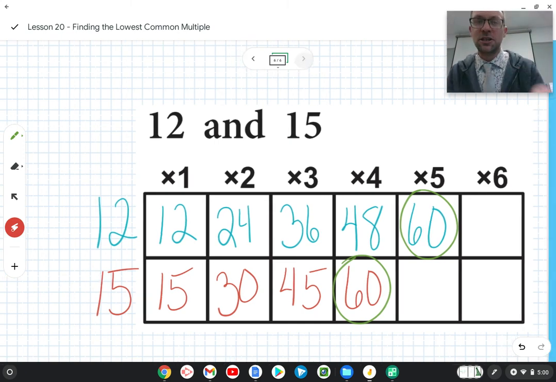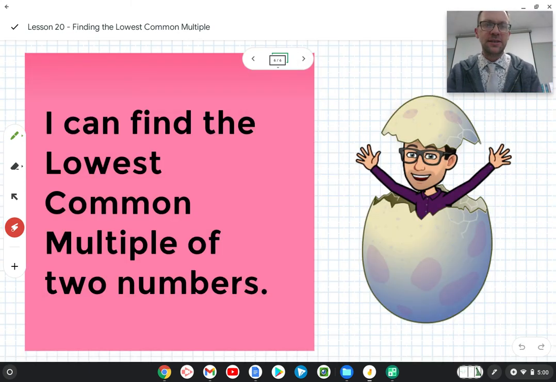All right, today's learning target is I can find the lowest common multiple of two numbers. And again, we're going to use this tomorrow in our new method for adding and subtracting unlike fractions. Let's get to work. Please let me know if you need help.